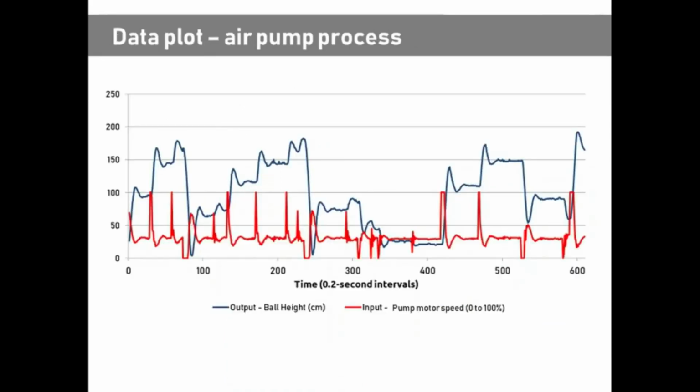So we would run our motor at varying speeds and collect data on our ball height at each point. This is a plot of the data that we got, with our input in red and output in blue.